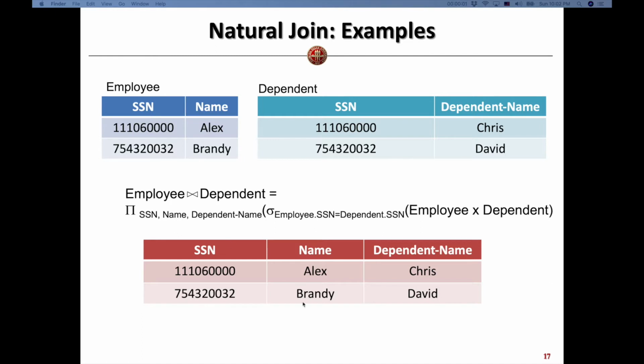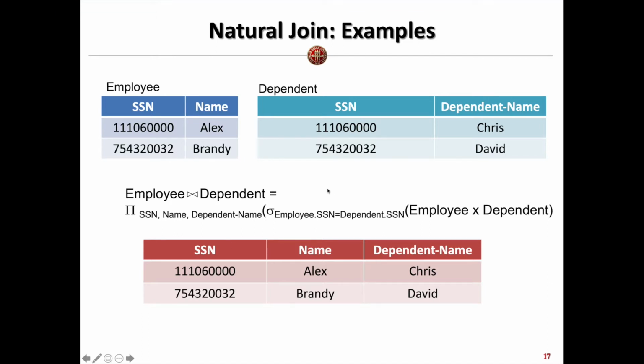So we have an example on this page. Let's assume we have two relations. The first one is employee, right? We have SSN and name as attributes. And the second one we have here is a dependent. It's another relation. We have SSN and dependent name. And we want to do a natural join between them.